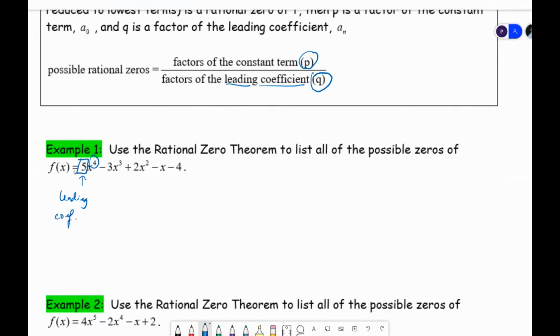Now, it's not always going to be the first term. It may be mixed together if it's not in standard form. Okay, so be careful of that. And this -4 here would be your constant term.